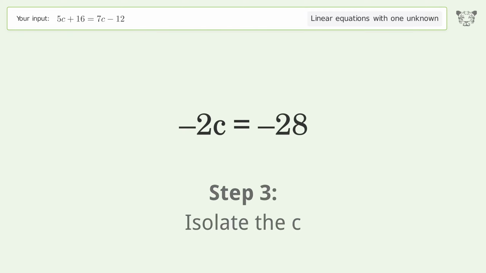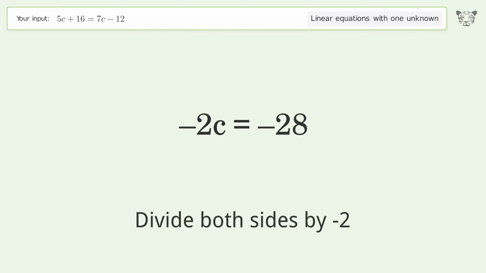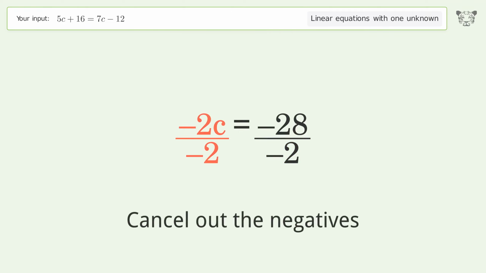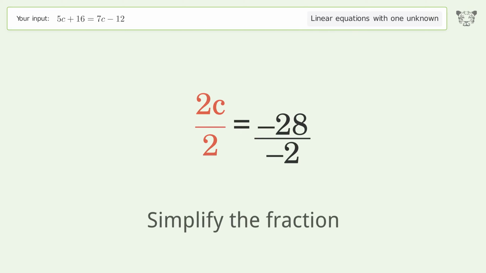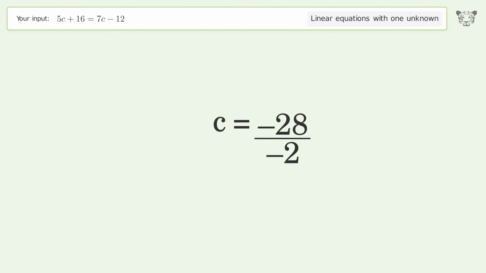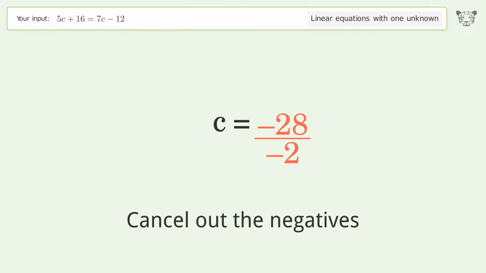Isolate the c. Divide both sides by -2. Cancel out the negatives. Simplify the fraction. Cancel out the negatives.